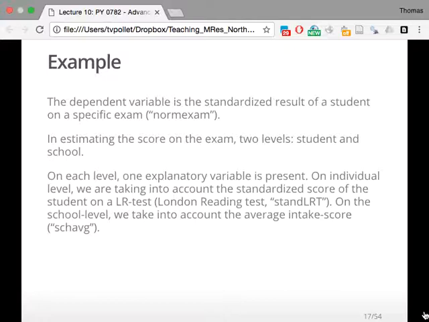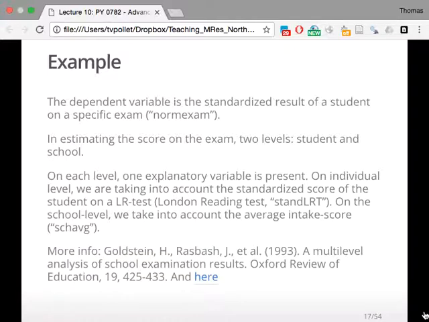So we have some things which are group level variables, such as school average, or SCAV, and then we have some things which are at the individual level, which is LRT, the London Reading Test. So we have a clear separation between levels. If you want to find out more, this is a classical multi-level type of data set, and you can read more about that there.